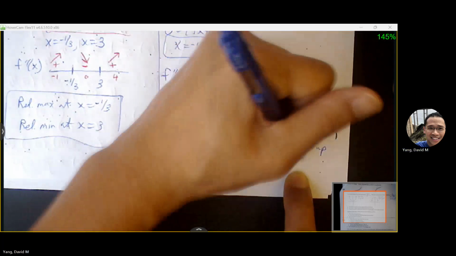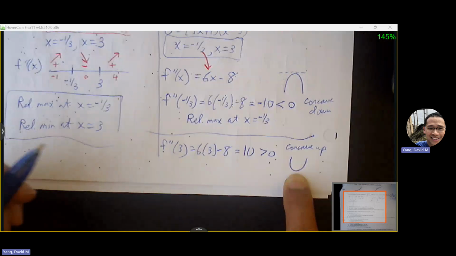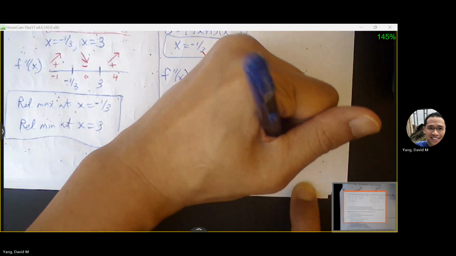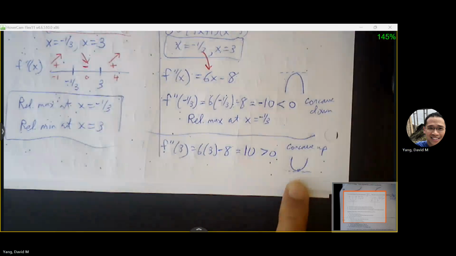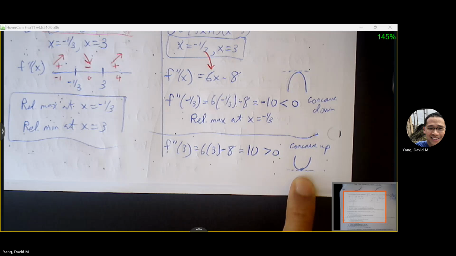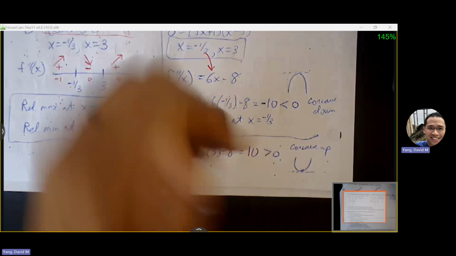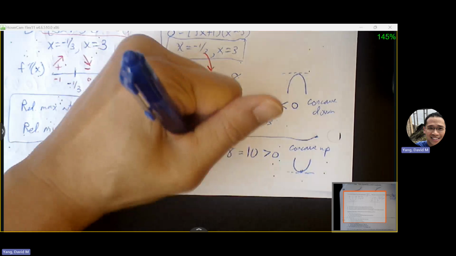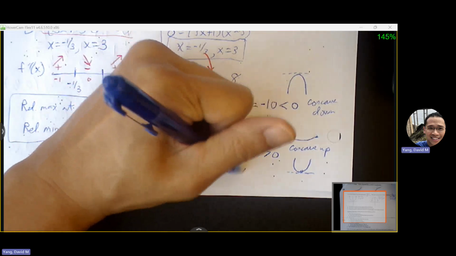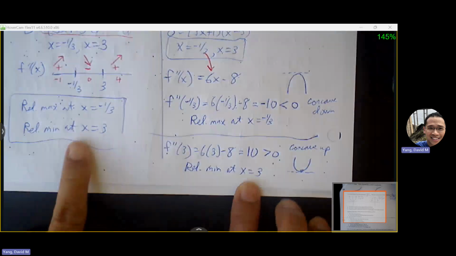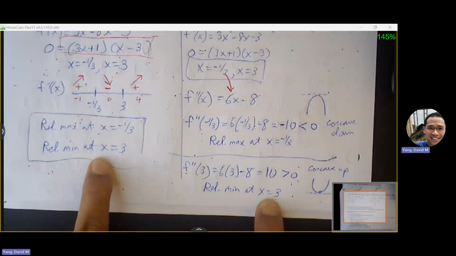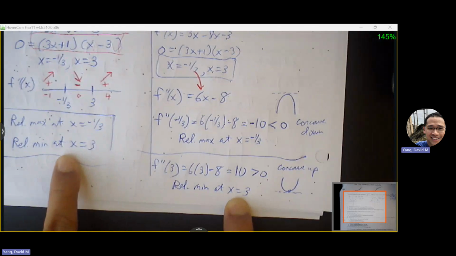Concave up. If the graph has a concave up shape and it's paired up with slope 0, this must be a what? Relative minimum. So relative minimum at x equals 3. And that's consistent with what we found with our slope sign line, right? Relative minimum at x equals 3.